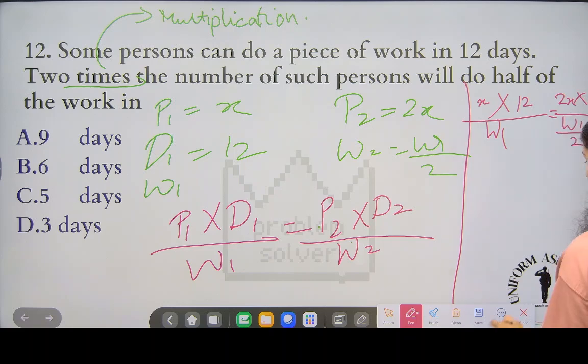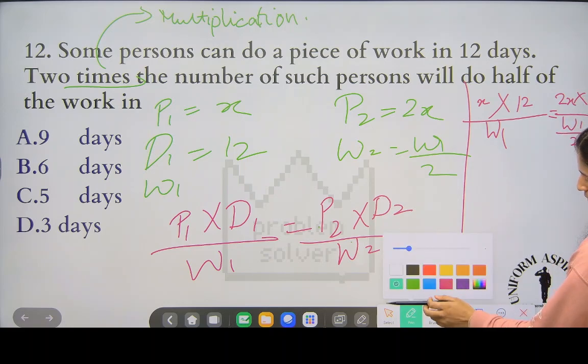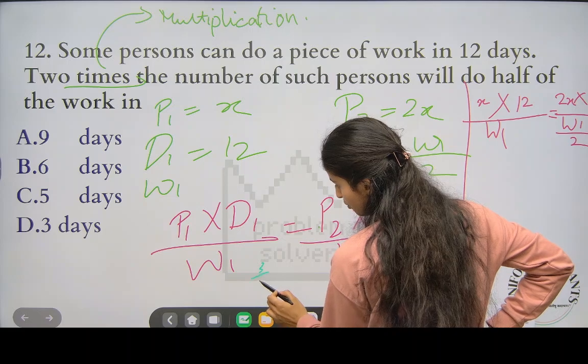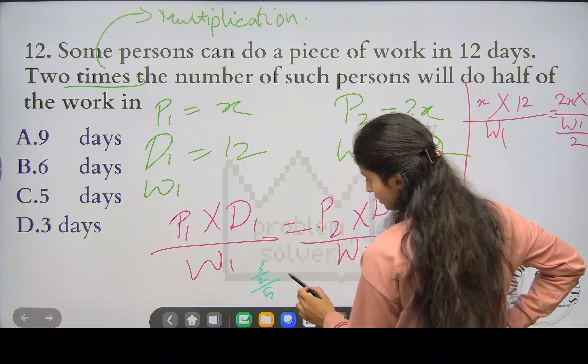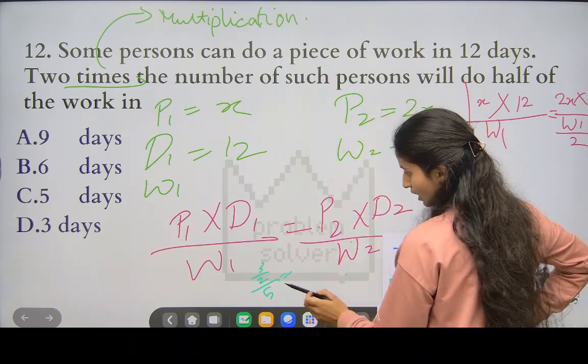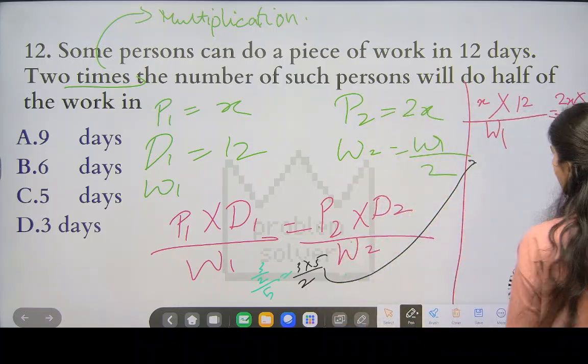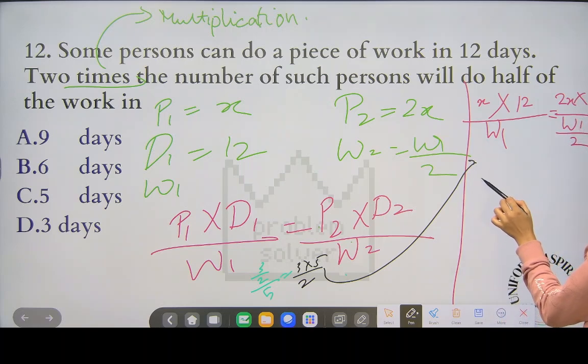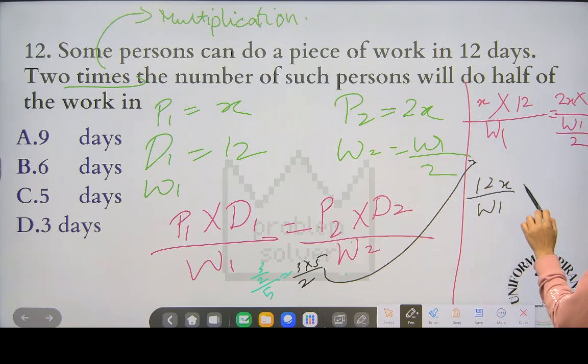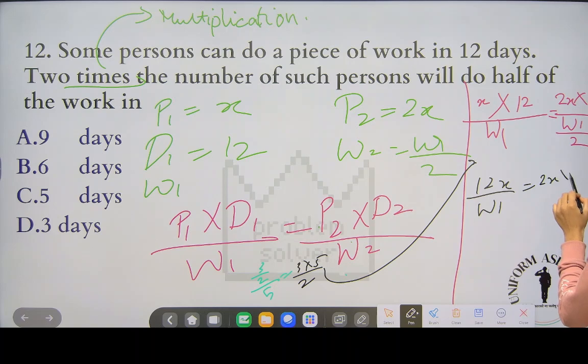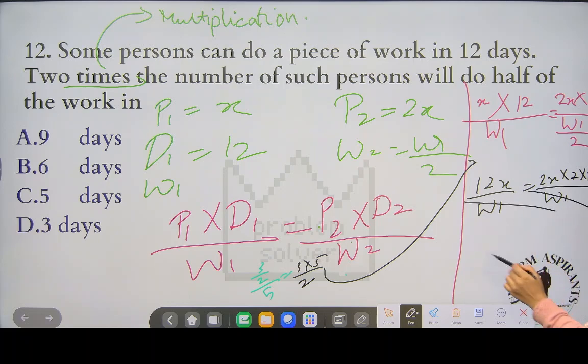Now see here, this is in denominator. When it will go up, it will get multiplied. For example, it is like this: 3 upon 2 upon 5, then this will go like this, 3 into 5 upon 2. So same logic we have to apply it here. So what it will be? 12x upon W1. This will go up, means 2x into 2 into D2 upon W1. So W1 and W1 will get cancelled. So 12x is equal to 2x into 2 into D2.